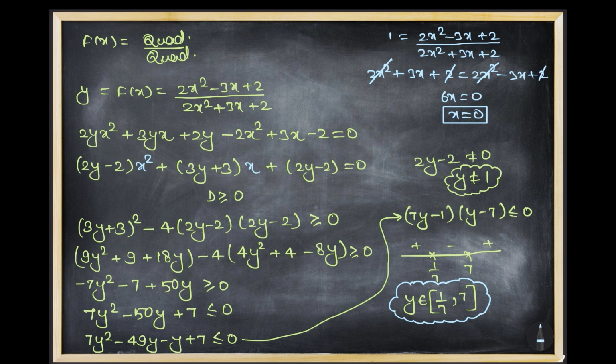Otherwise, if we got an absurd value, I would have to remove 1 from here. Okay, I hope the idea is clear and you guys can handle similar situations.